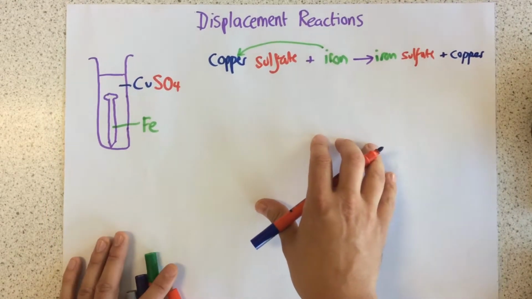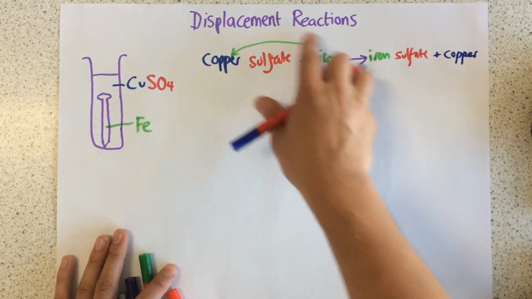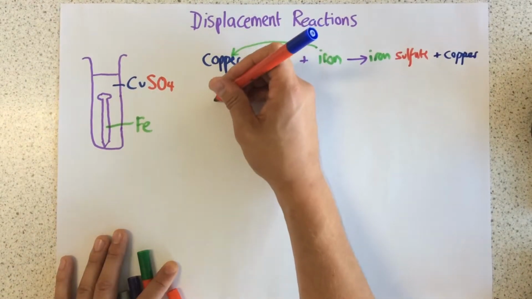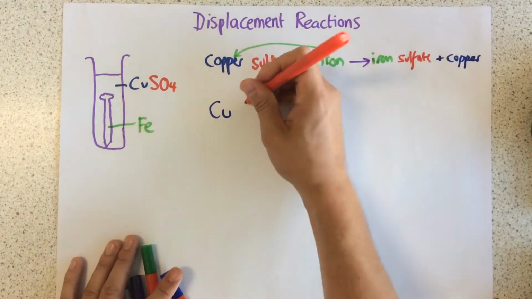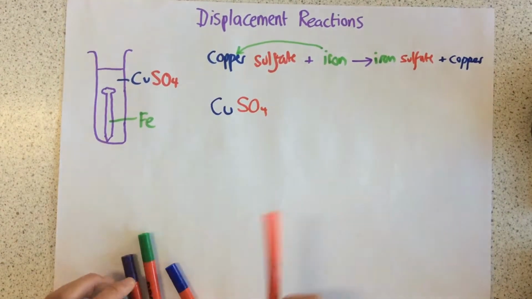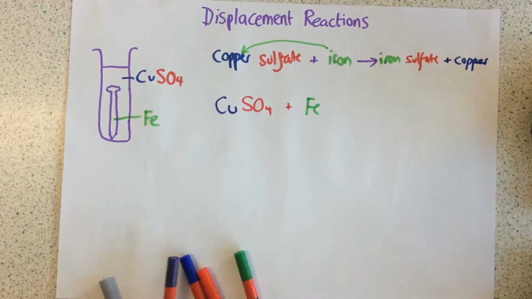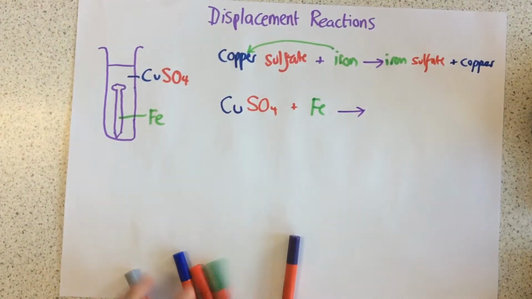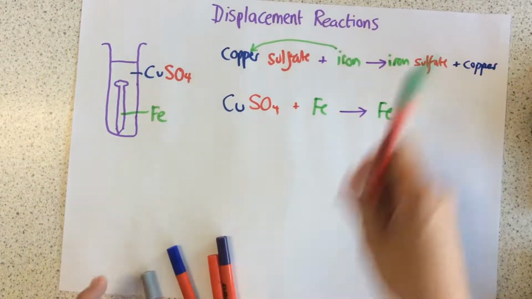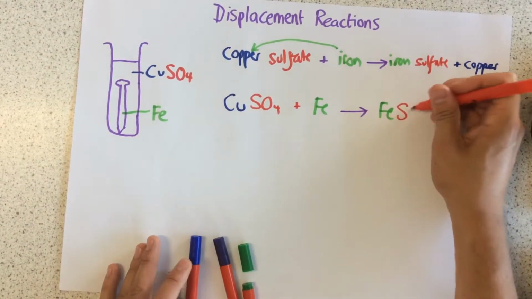This is a displacement reaction. The more reactive element has replaced the less reactive one. Just going to quickly do the word equation underneath, just so we have it in both forms. Copper sulfate plus Fe goes to iron sulfate plus copper.